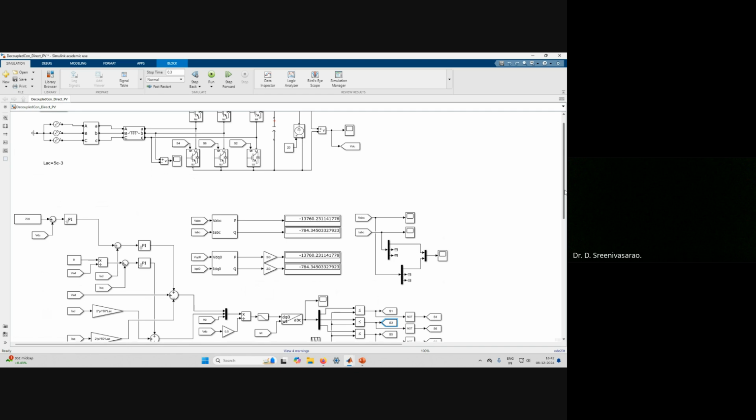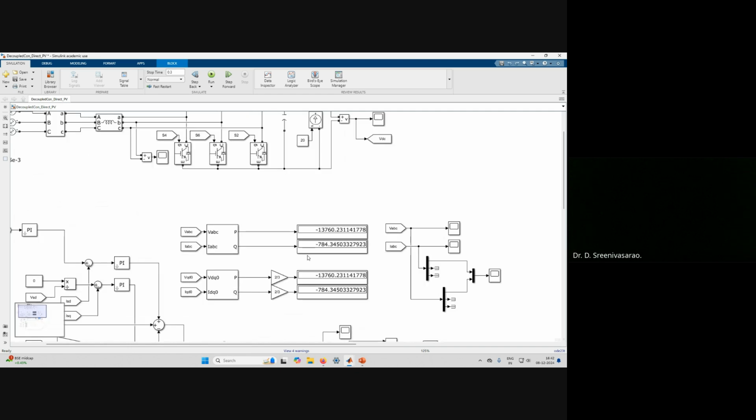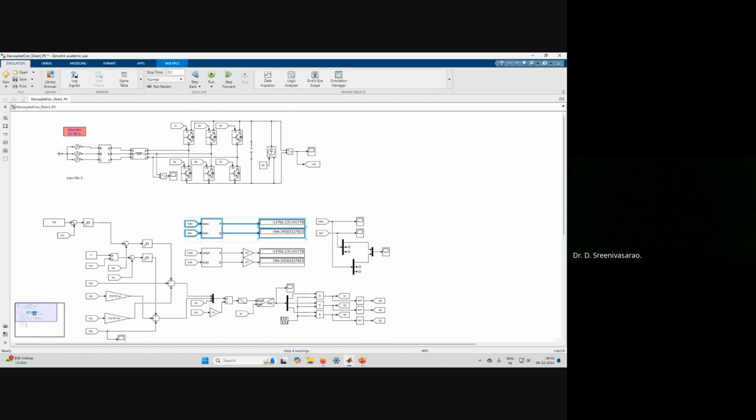This one is the power measurement block. I just want to see whether the powers are properly measured or not. This is a power measurement block in the ABC reference frame, and this is in the PDQ reference frame. This 2 by 3 is additionally connected just to check all the powers. This is for the coefficient things. Right? So I will run this simulation.